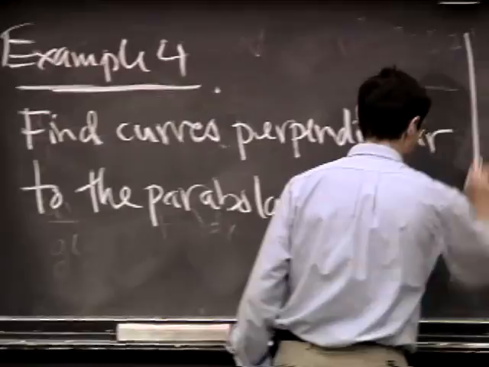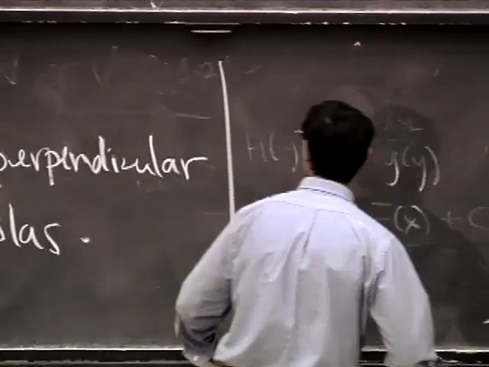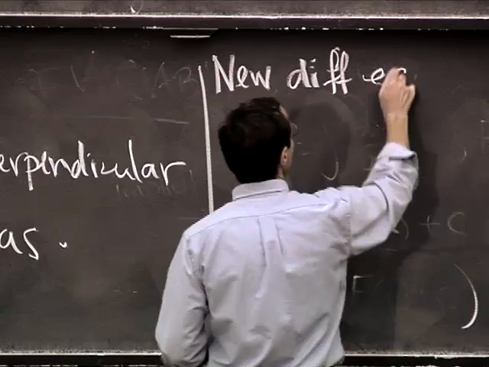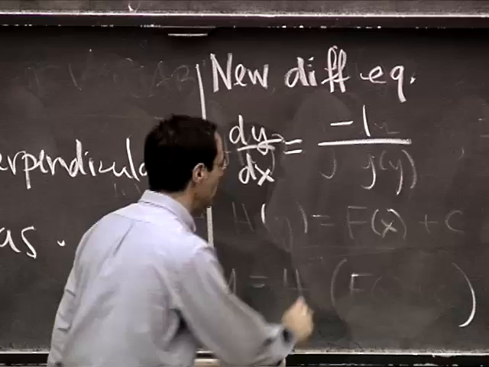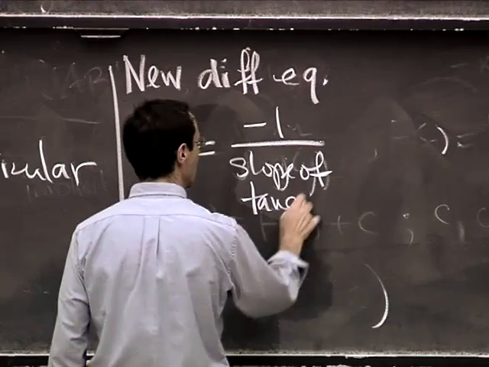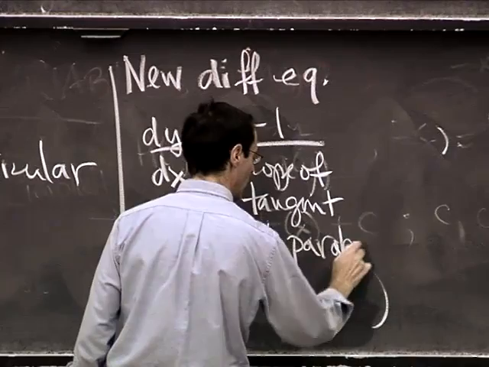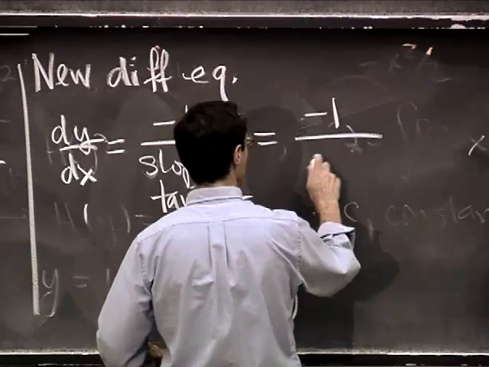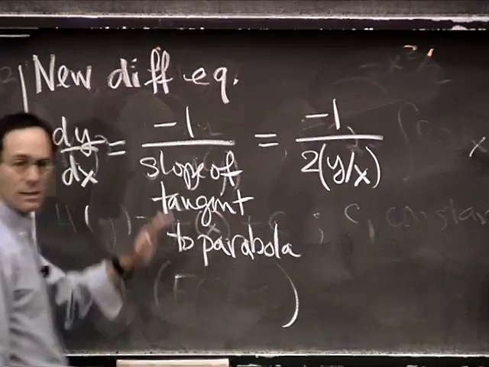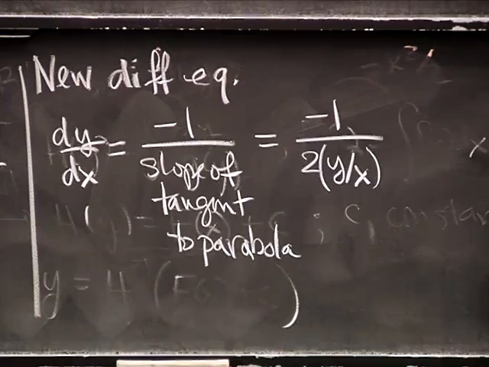So let's think about that. What's the new equation? The new diffy q is the following. It's that the slope is equal to the negative reciprocal of the slope of the tangent line to the parabola. Okay, so that's the equation. That's actually fairly easy to write down, because it's minus 1 divided by 2y divided by x. Right, that's the slope of the parabola. Right, 2y divided by x.